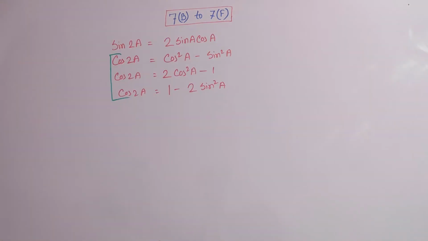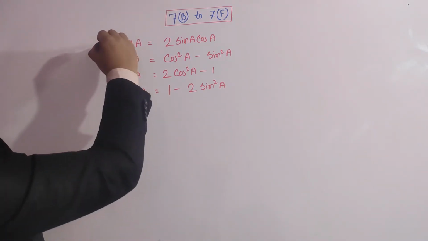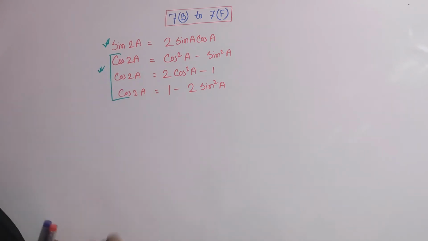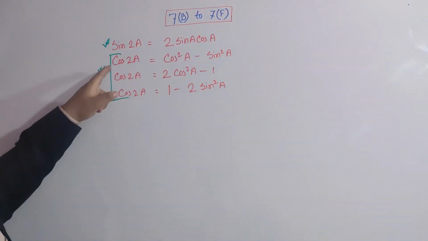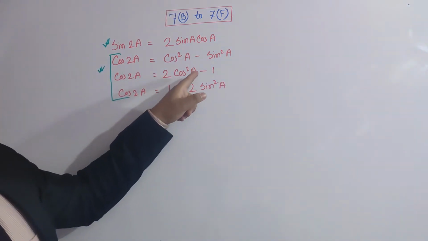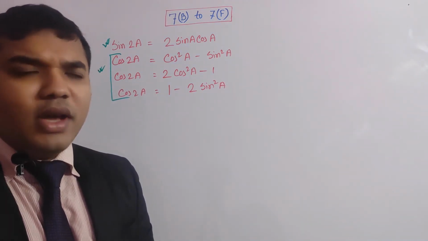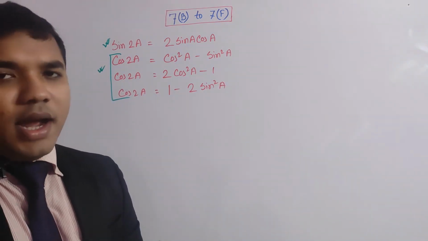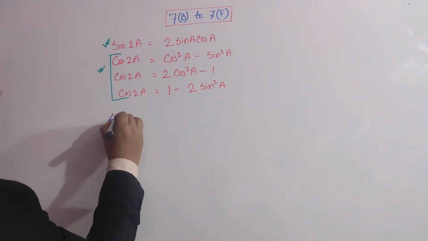So dear students, now we move on to these formulas. Actually, this is formula number 1 and this is formula number 2. That is sin 2a equals 2 sin a cos a, and cos 2a has the formula cos square a minus sin square a, 2 cos square a minus 1, 1 minus 2 sin square a. Do you have to remember these formulas? I don't think so. Why? Because you can already understand.